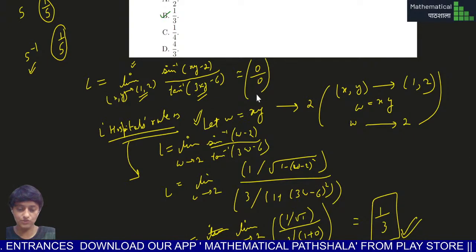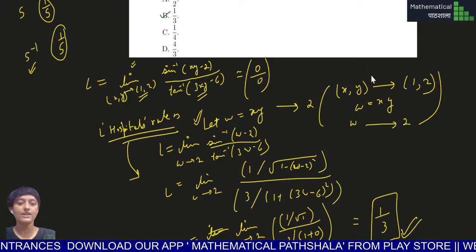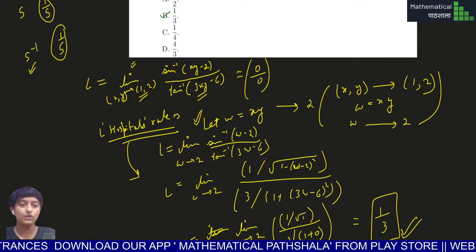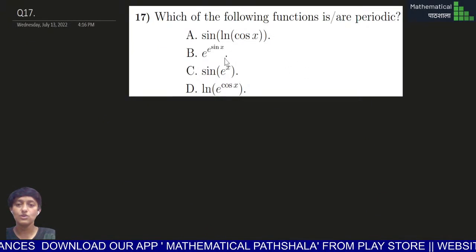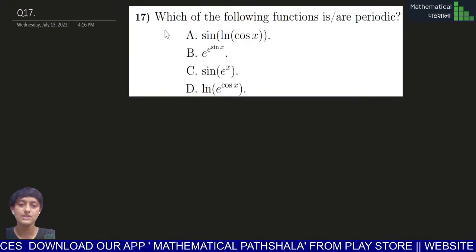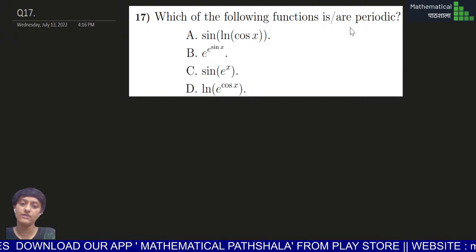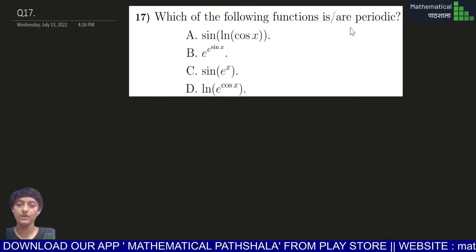Let us proceed to the next question. If any doubt remains in this question, then please comment. Alright, we will come back. So, now, next question is this. Which of the following functions are periodic?